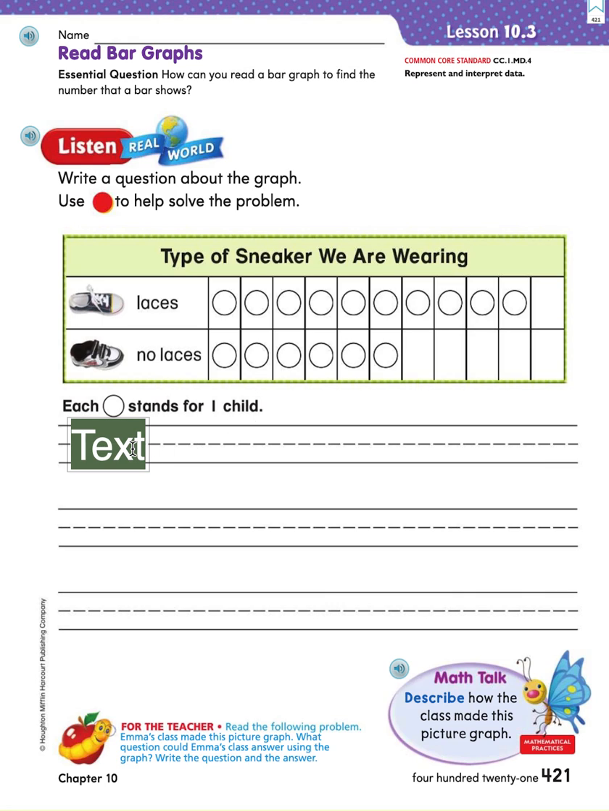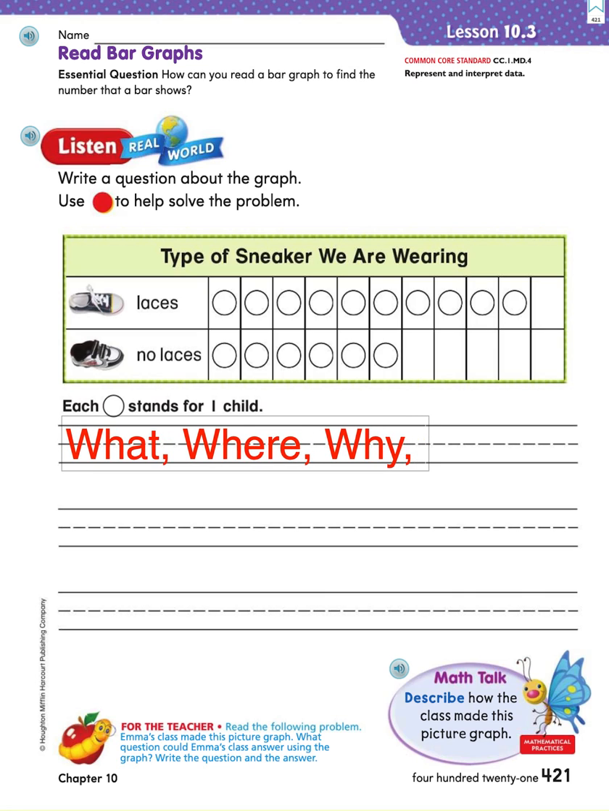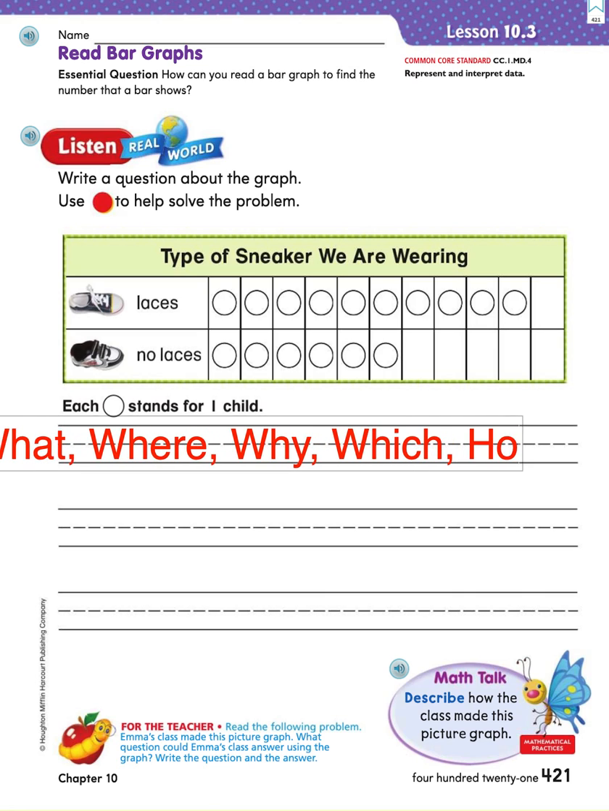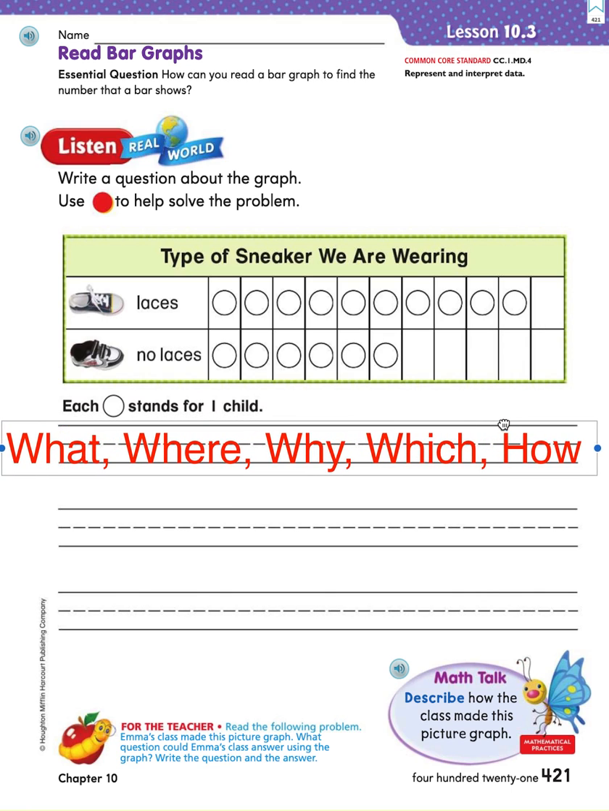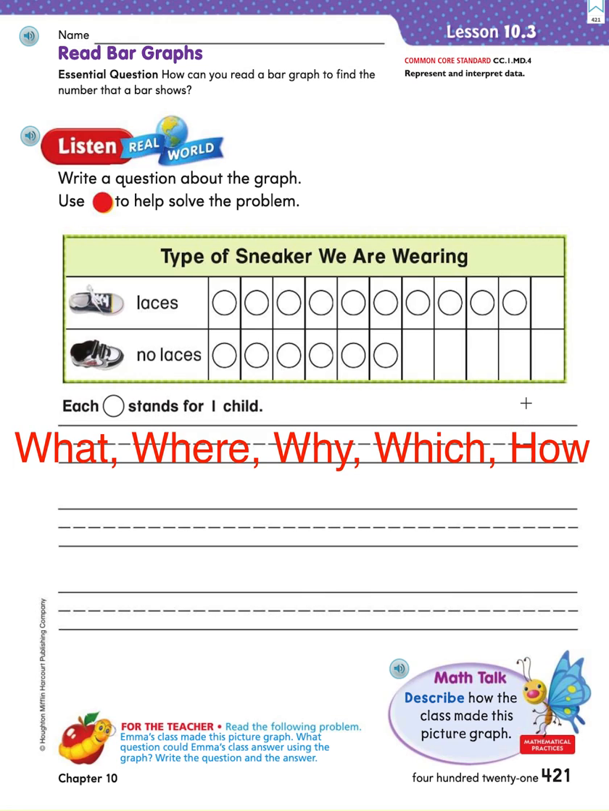Remember, when you ask your question, you need to have a question word such as what, where, why, which, how, and the likes, so that you can have a question. And then remember, you have the correct punctuation at the end.